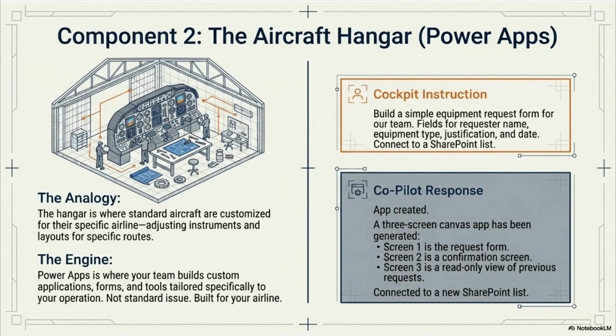Here's an example. The cockpit instruction: Build a simple equipment request form for our team, with fields for the requester name, equipment type, justification, and date, and connect it to a SharePoint list. The Copilot responds, App created, a 3-screen canvas app. Screen 1 is the request form, Screen 2 is a confirmation screen, and Screen 3 is a read-only view of previous requests, all connected to a new SharePoint list.